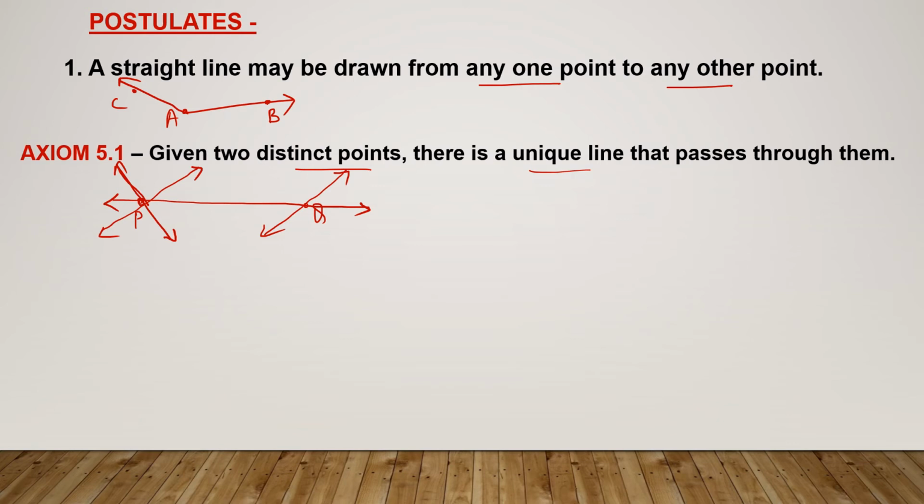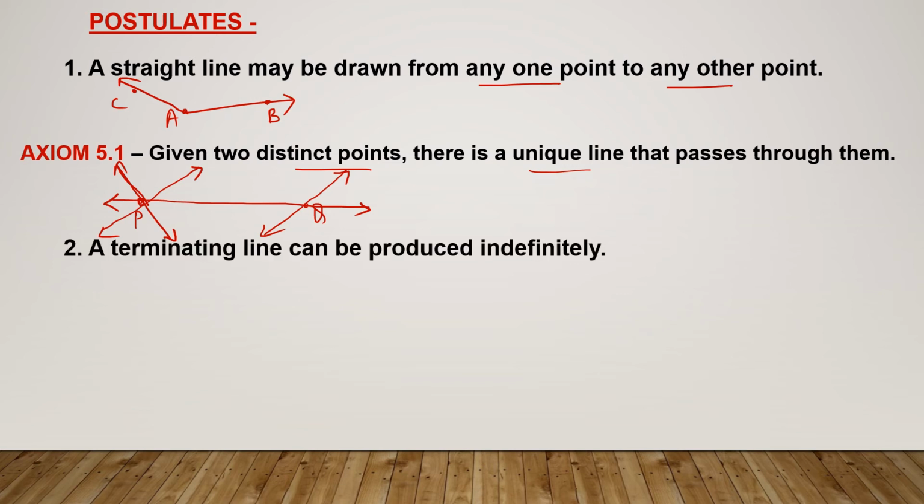So from this we can see that if two distinct points are given, and if we want to draw a line joining these 2 points, it will be a unique line. We can draw only one line. So this is our axiom: given 2 distinct points, there is a unique line that passes through them.